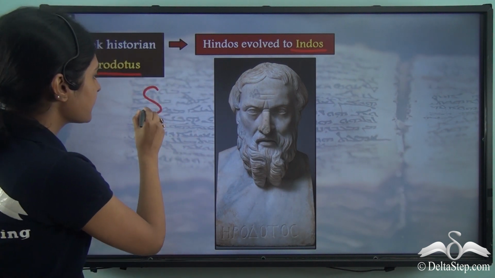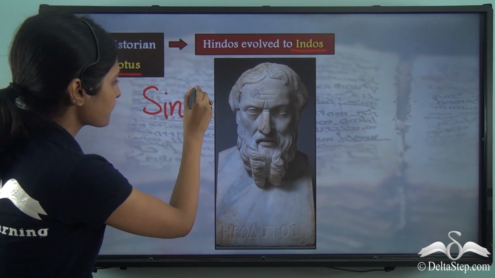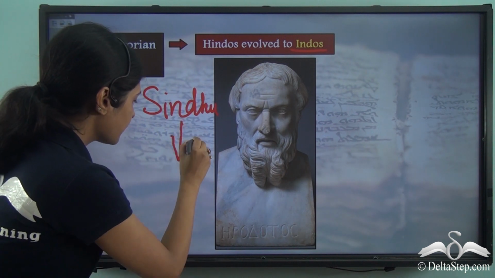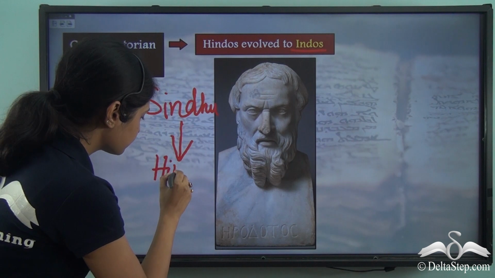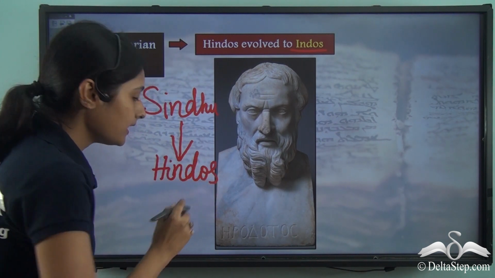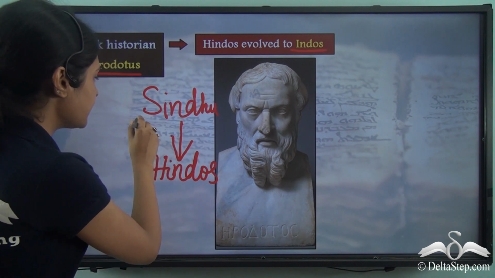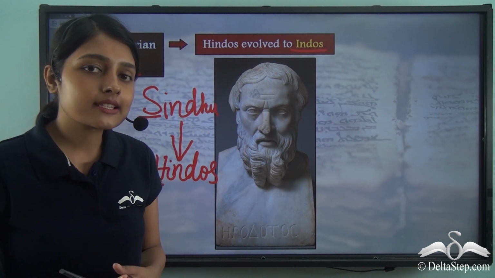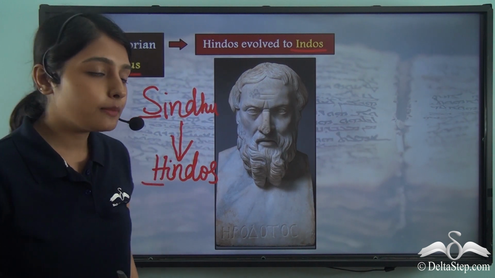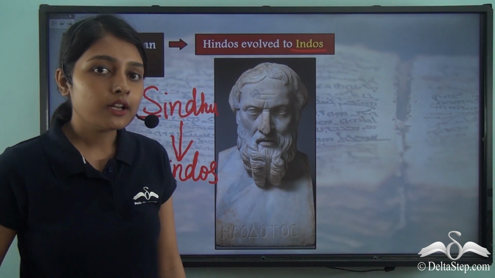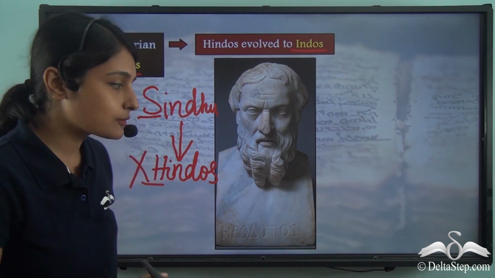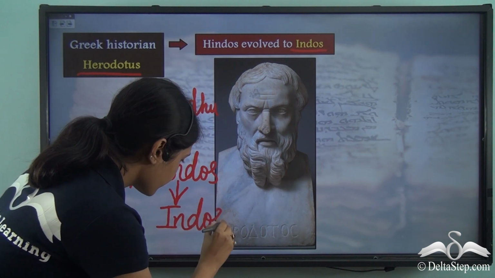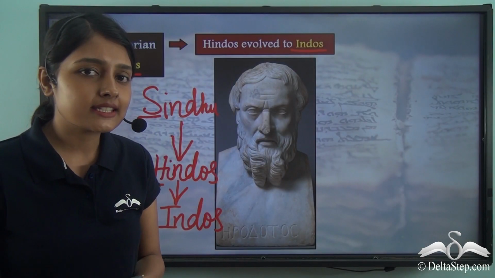Previously it was Sindhu. From here it came to be known as Hindus. Because there was a mispronunciation between S and H. Now after the Greeks came to conquer India, they gave this land a new name and they were not able to pronounce H. So from Hindus, now this land came to be known as Indus. Can you see how fascinating this is?